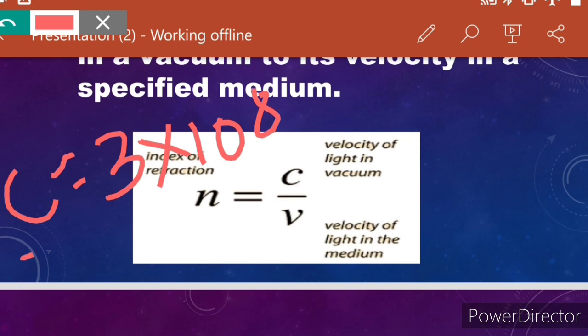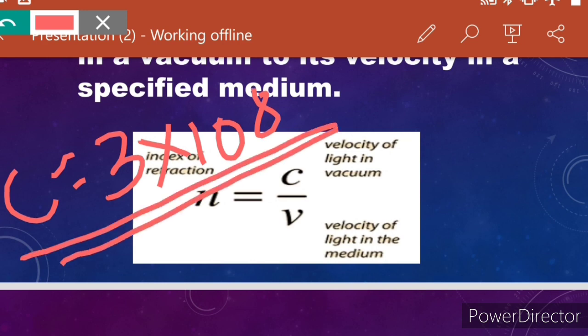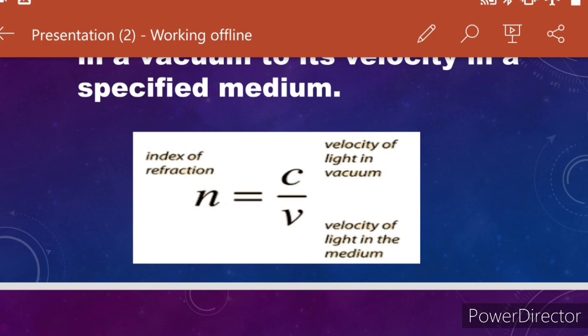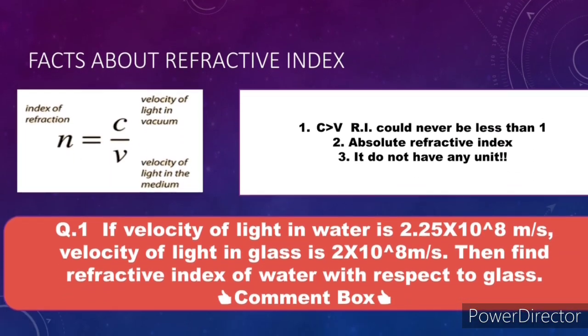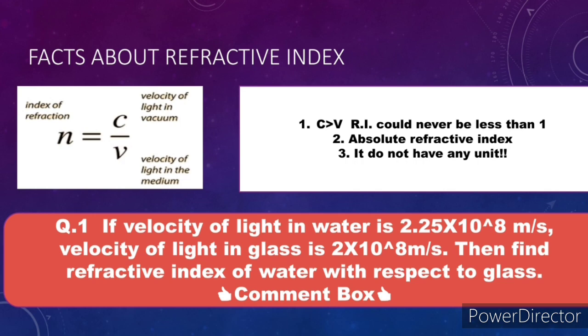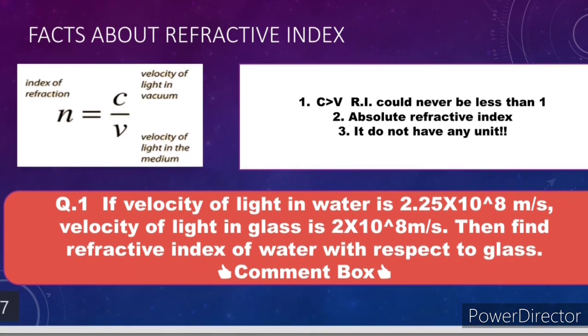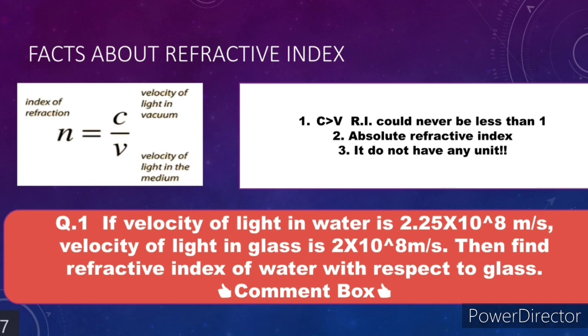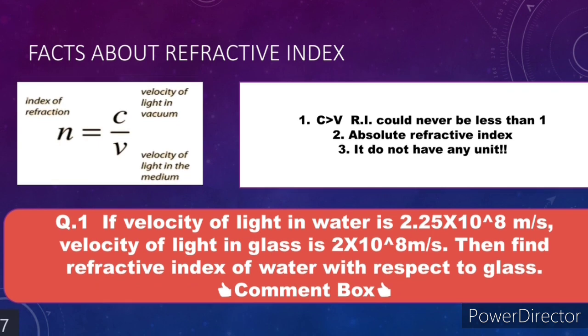If I am not considering the relativistic approach, then this term C will always dominate over V, because no particle can travel faster than C. So of course the ratio will always be greater than 1, because C is always greater than V. So refractive index can never be less than 1. Also, this type of refractive index, that is n equals C by V, is referred to as the absolute refractive index.